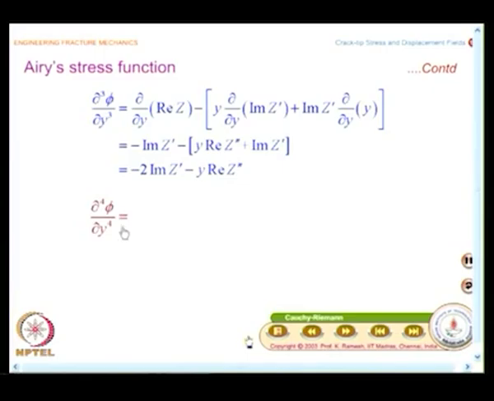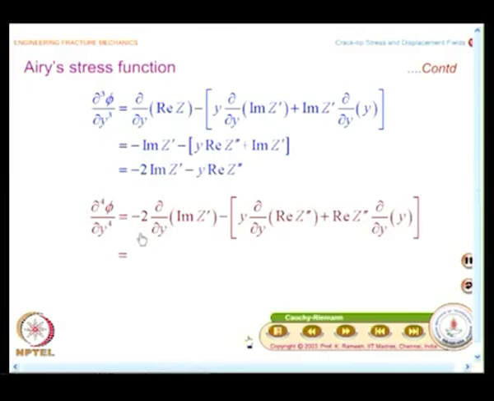If the biharmonic equation is satisfied, what would we conclude? Phi is a valid stress function. Later on we will have to go and investigate what problem it represents. So, we are testing out each step in the procedure. Now, we evaluate ∂⁴φ/∂y⁴. So, that is nothing but minus 2 times ∂/∂y of the imaginary part of z prime, minus y ∂/∂y of the real part of z double prime, plus the real part of z double prime ∂y/∂y.